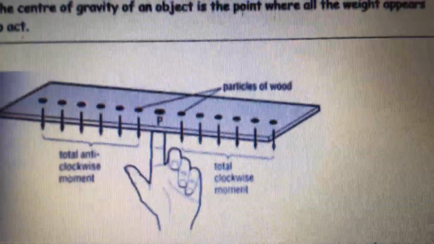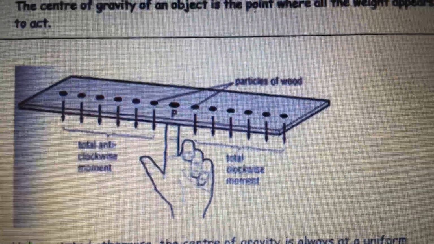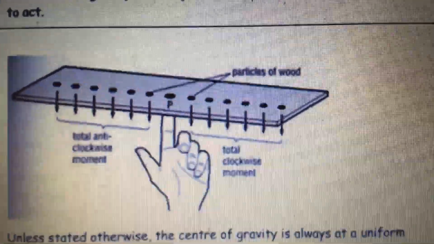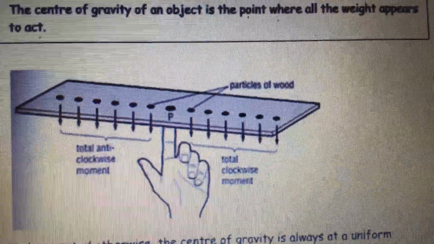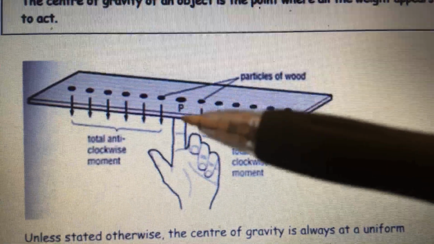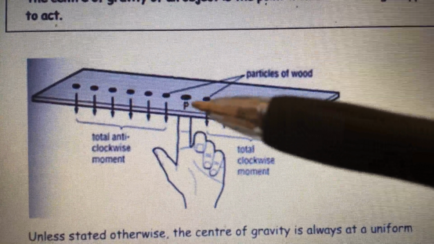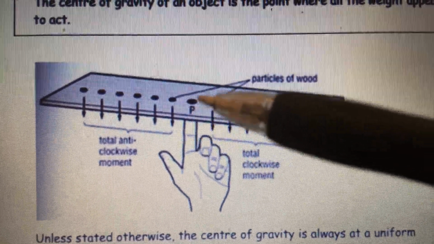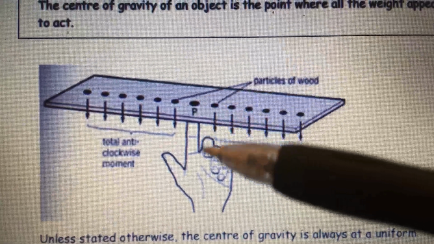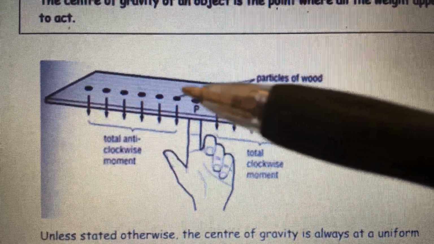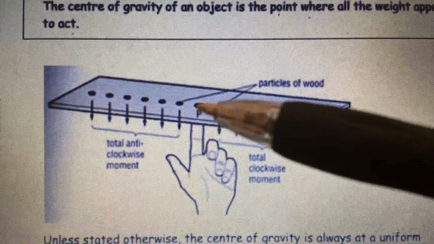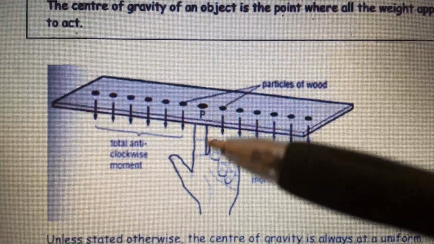The centre of gravity usually indicates where the weight is on an object. As you can see here, this is either a plank of wood or a ruler. This is what we call a uniform object because it's symmetrical. The centre of gravity is marked by the letter P. This is the point where all the weight appears to act on this object. And as you know, weight is a force, so there should be a downwards arrow coming from that point P.